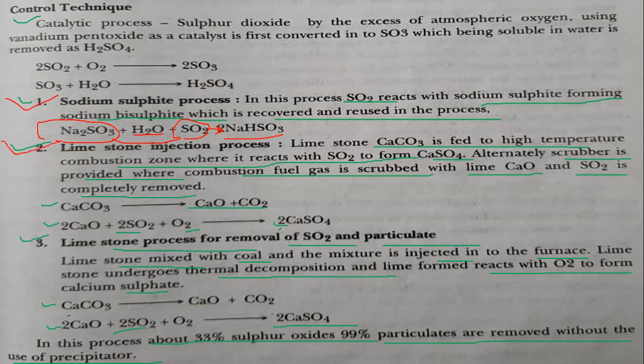Okay, again the limestone injection process is there. In the limestone injection process, calcium carbonate is fed to the high temperature combustion zone where it reacts with the SO2 gas. Okay, and there is a formation of calcium sulfate. Okay, alternatively, a scrubber is provided where combustion flue gas is scrubbed with the lime, that is calcium oxide.